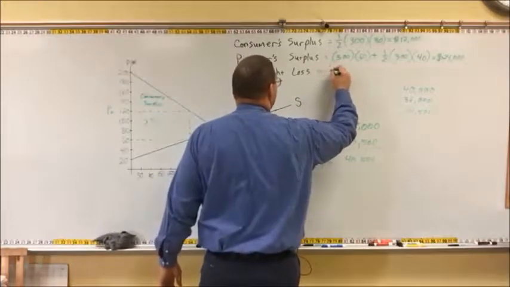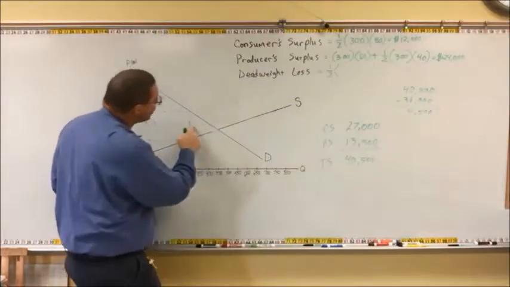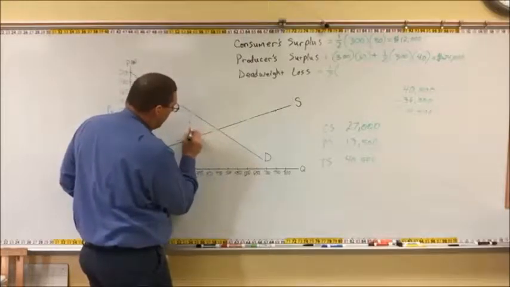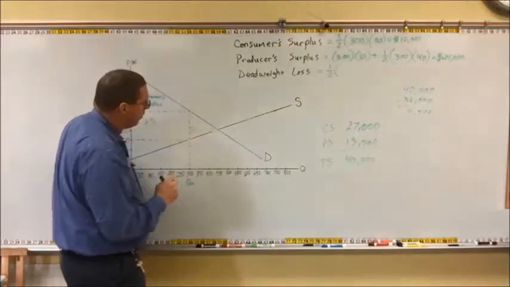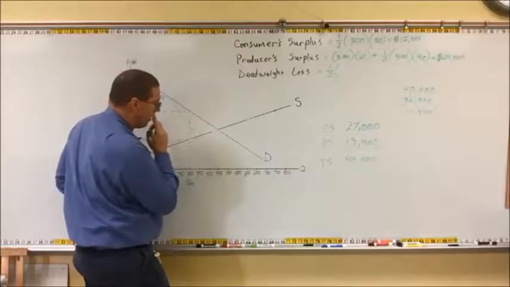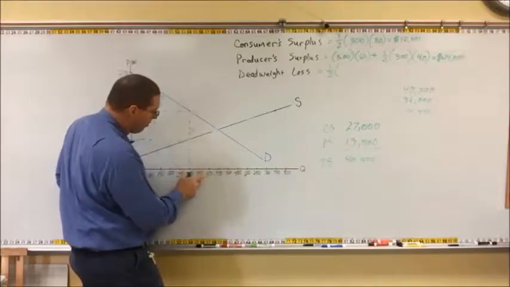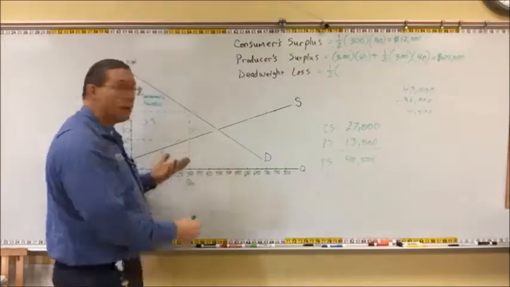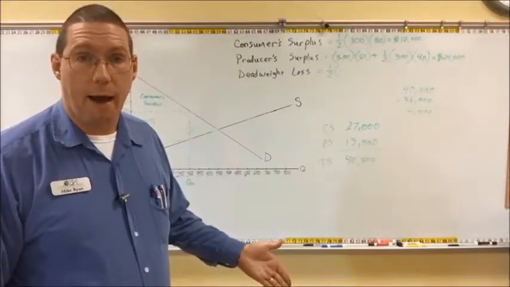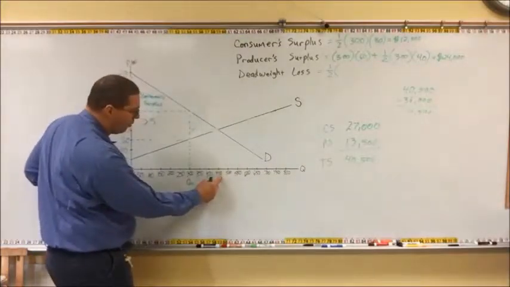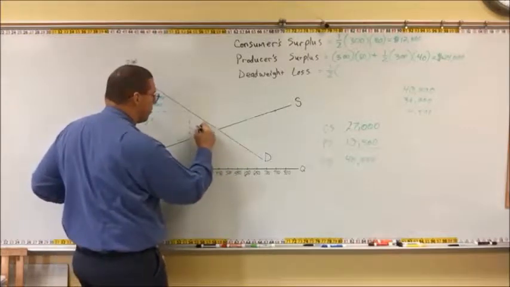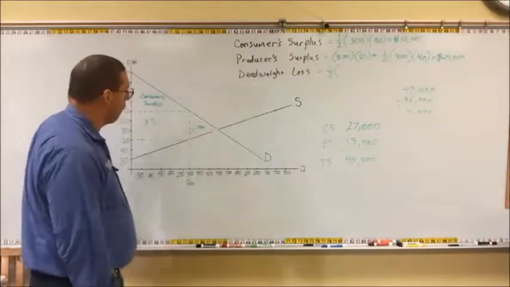Deadweight loss here is going to be a triangle, 1/2. Now, this triangle is not a right triangle, so we have to draw an altitude. An altitude is a right angle line from one of the vertices of the triangle to the base on the other side. And that length right there is the distance between 300 and 450. Really what it is, it's the equilibrium quantity minus the quantity we're producing now. So the equilibrium quantity is 450. The quantity we're producing now is 300. 450 minus 300 is 150. So the height of this triangle is 150.